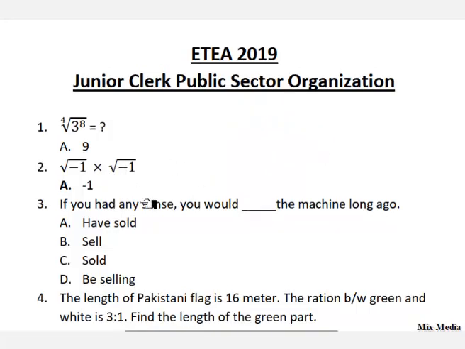Question 2. Minus 1 under the root multiply minus 1. When we multiply this one minus 1 under the root whole square, so this 2 cancels with this one, so the answer will be minus 1. That's why the answer is minus 1.